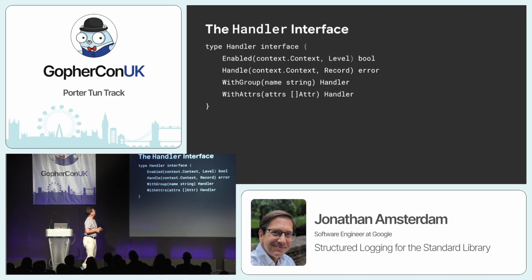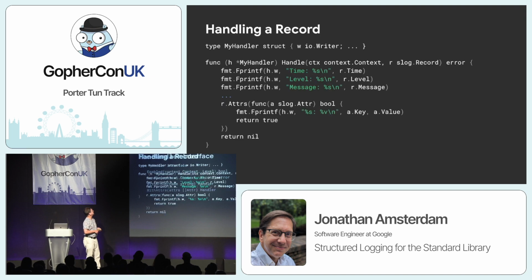So let's look briefly at handlers. Now, most people will never write a handler or need to think much about this aside from creating handlers that they already know they want to use. But we'll take a quick look now and a more detailed look a little bit later at the Handler interface. It's got four methods, and the main one is Handle. As I said at the beginning, a logger creates a record which contains everything in that log event and passes it to the Handle method.